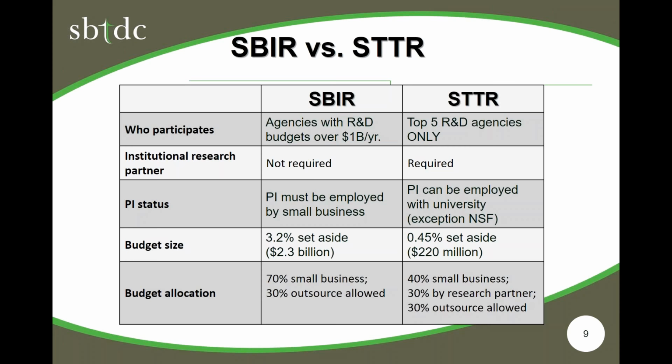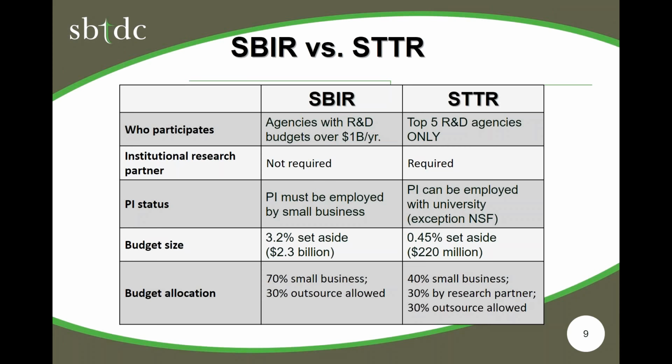Since there's a collaboration between a small business and a university in an STTR, the STTR enables the principal investigator to be majority employed by the university that the business is collaborating with. Okay. Now, one exception is the National Science Foundation. They do participate in STTR. However, their requirement is that the principal investigator still must be majority employed by the business.